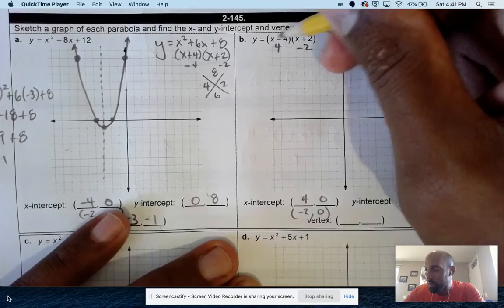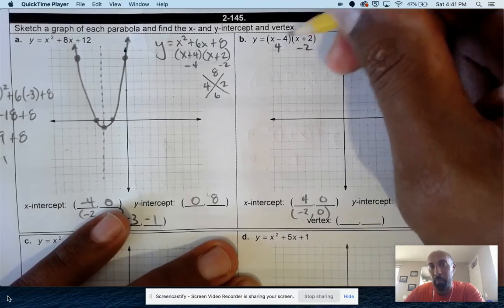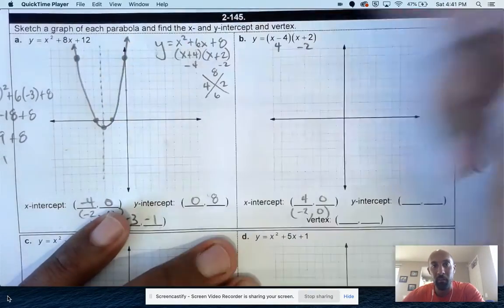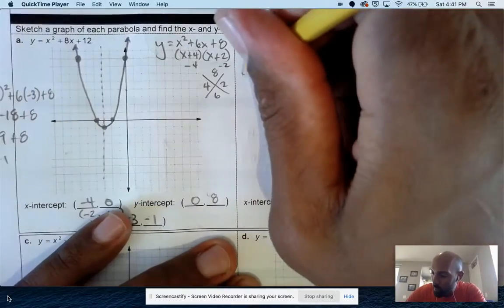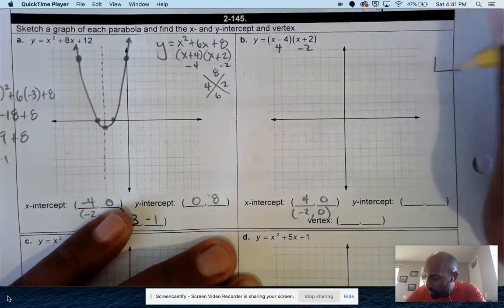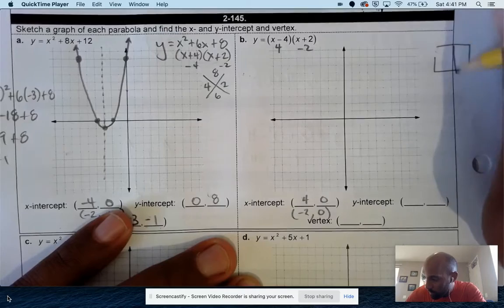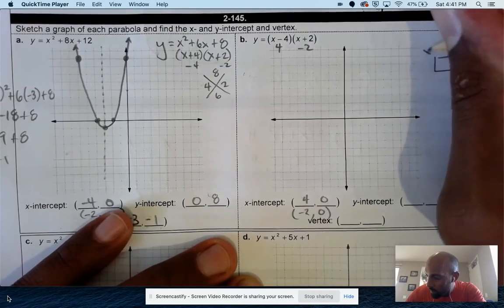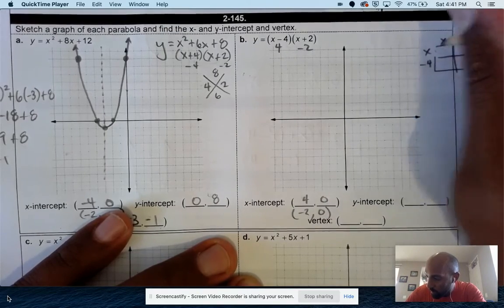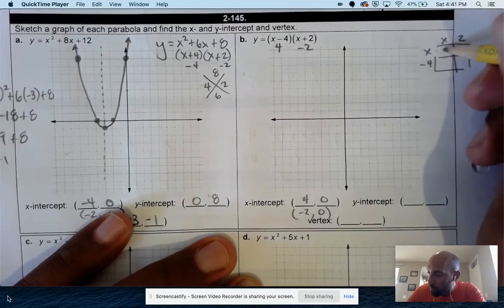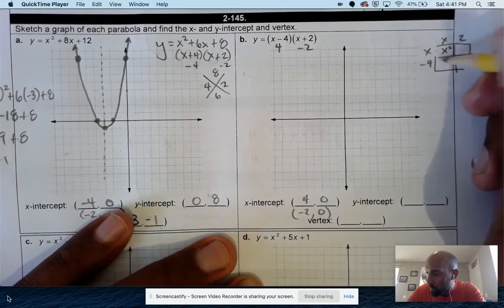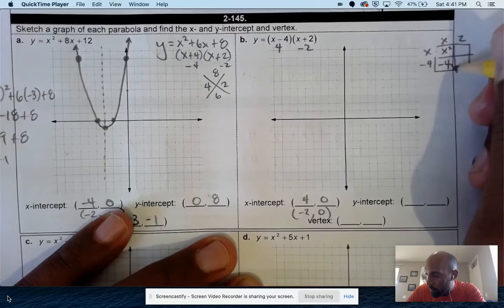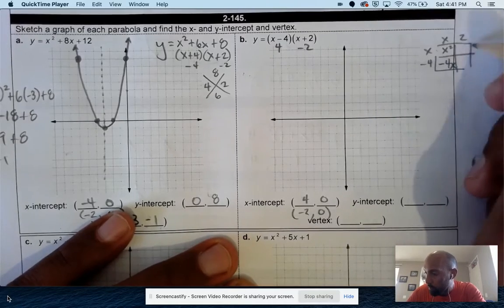All right, so now what we want to do is multiply this back to get it back in standard form, okay? So let's set up a box maybe over here. I don't care where you put it. We've got x minus 4 and then x plus 2. And again, we have to multiply them because in order to get that y-intercept, we need to have it in standard form.